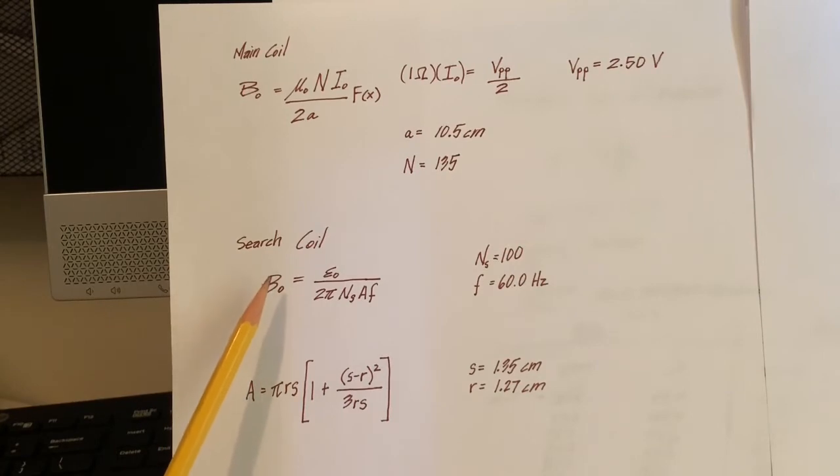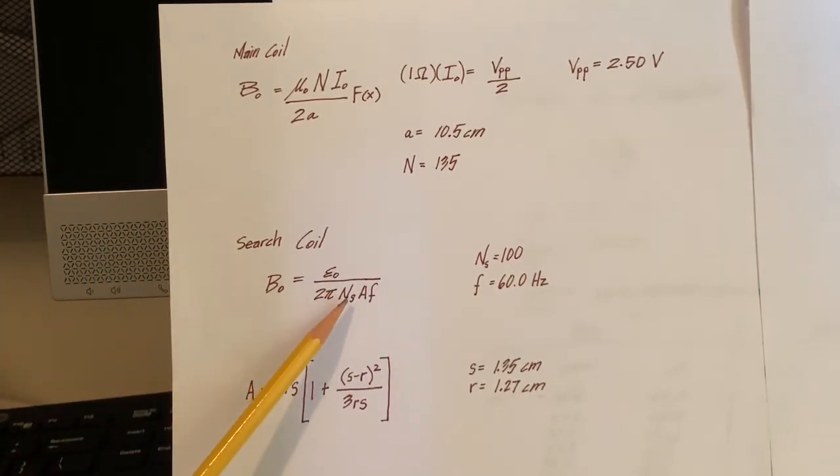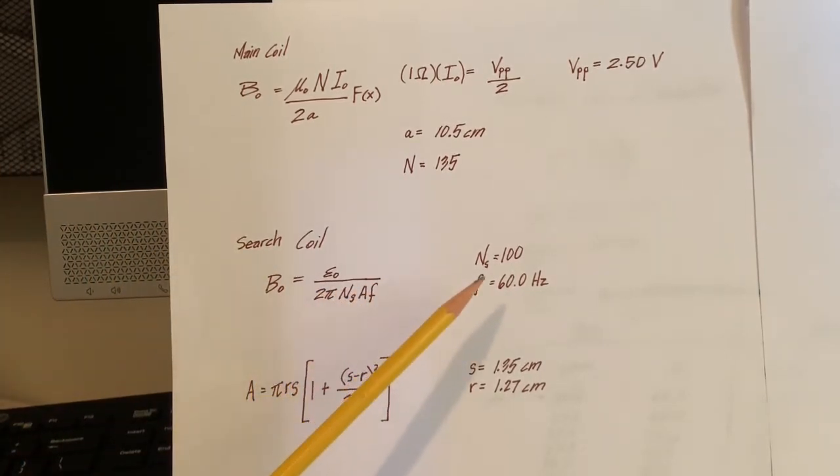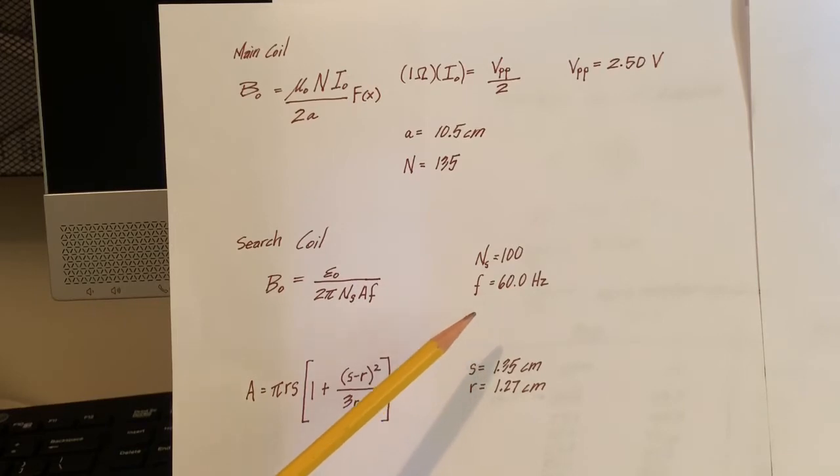Here's the magnetic field calculated by the induced EMF in your search coil. By the way, I apologize. Sometimes I call the search coil a pickup coil, but hopefully that didn't cause any confusion. You will need the number of turns in that search coil. Number of turns is 100. The frequency of the induced EMF in that search coil was 60 hertz.